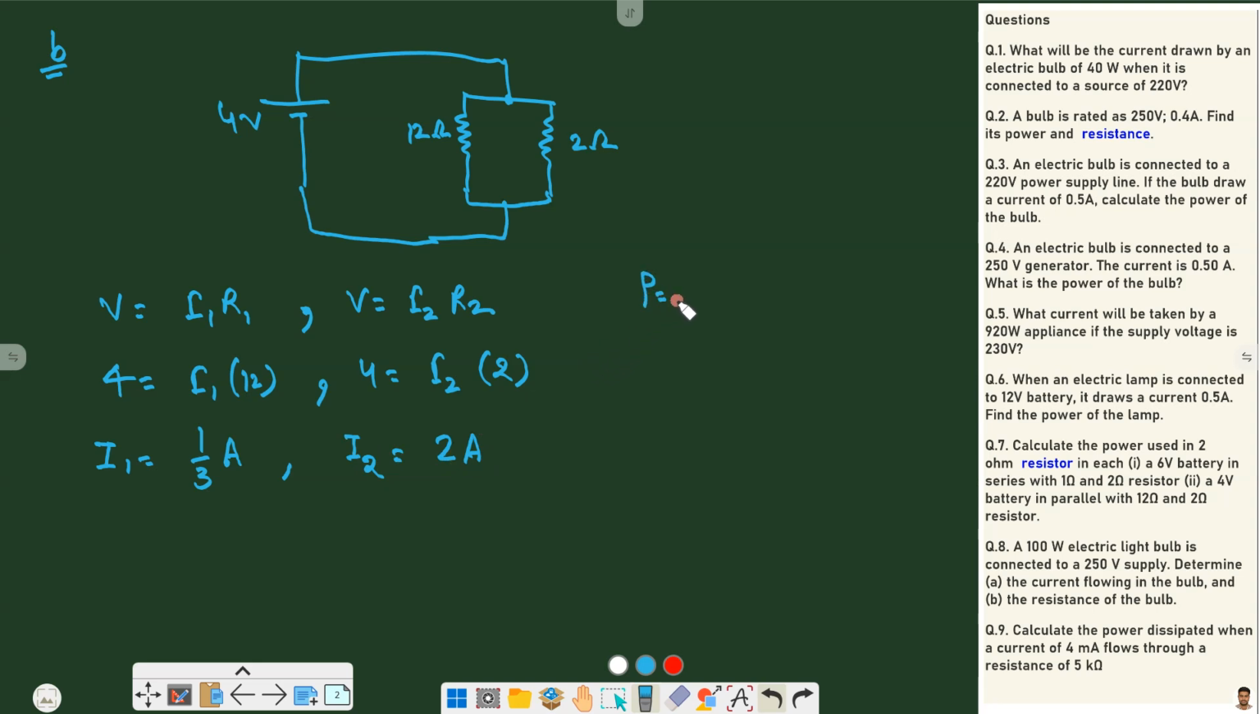So again, for power we can use VI or I squared R in this, because here we know the potential across each resistance. I will show you by using both formulas. For the 12 ohm resistance, using VI, voltage is 12 and I is 1 by 3. So power is 4 watt, or using I squared R, 1 by 3 into 1 by 3, and R is 12.